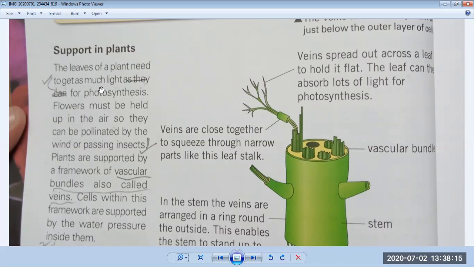You also see the leaves of a plant need to gather as much light as they can for photosynthesis. Flowers must be held up in the air so they can be pollinated by the wind or passing insects. Yes, because they are held up in the air, they do the pollination. Pollination, you all know, is the transfer of pollen from one plant to another, and pollination can happen in different ways: self pollination and cross pollination.